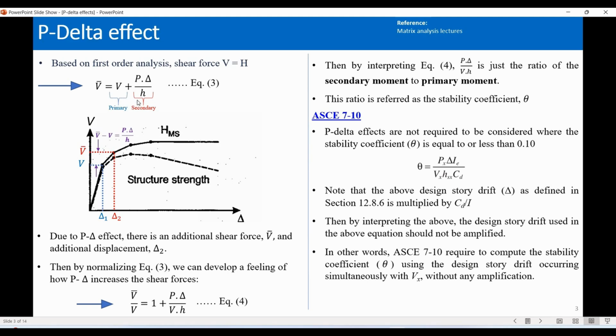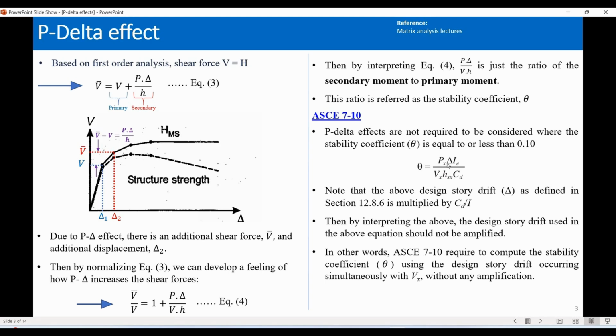And by normalizing equation 3, we can have this formula here. And keep in mind that this is the ratio shown in ASCE 7-10, which is the stability coefficient. And this term is just the ratio of the secondary moment to the primary moment.